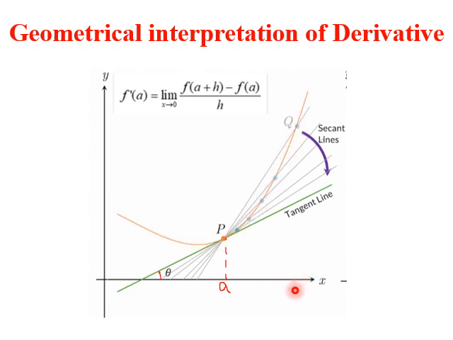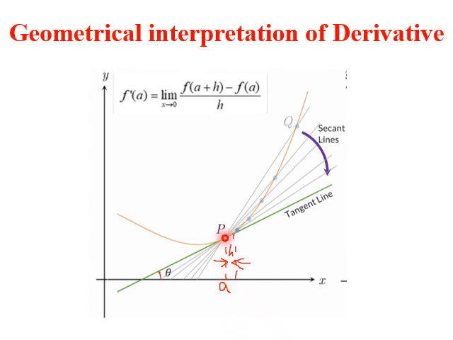Now the question comes, how do we do it? We will find a point close to this point. Although I am showing a point a little away, actually it is close. This distance is h. So this point is a.